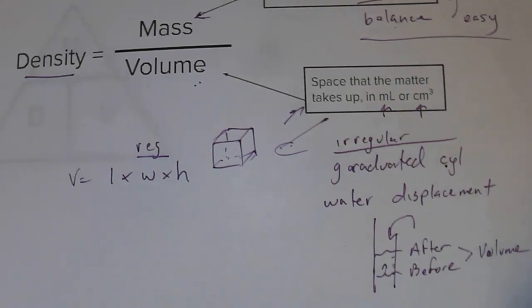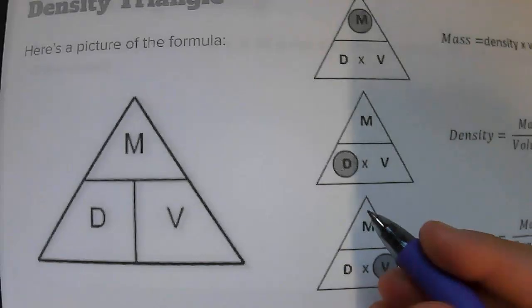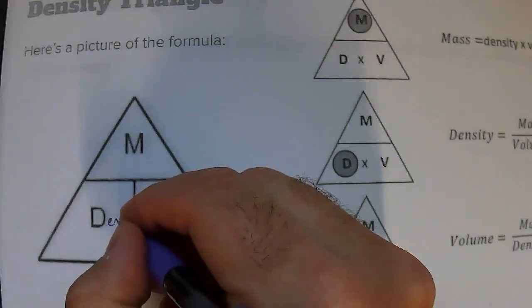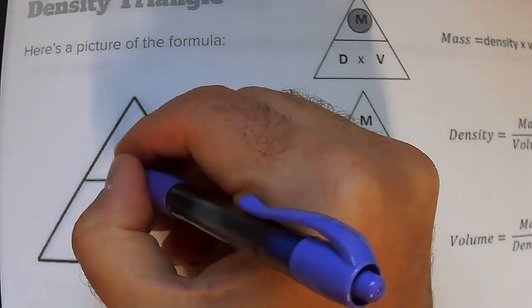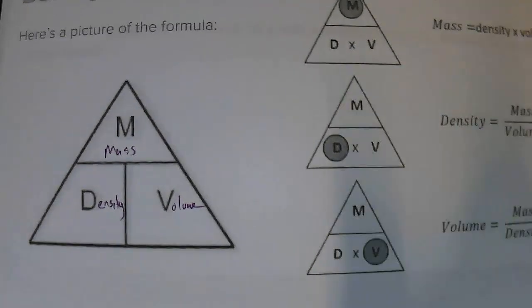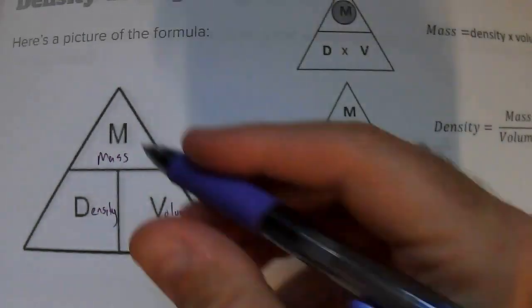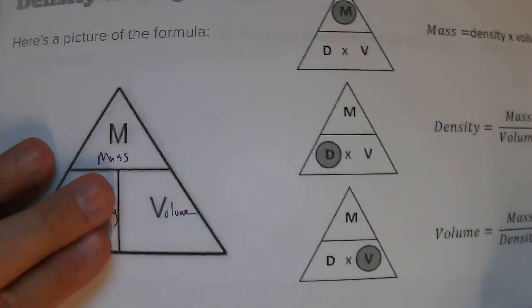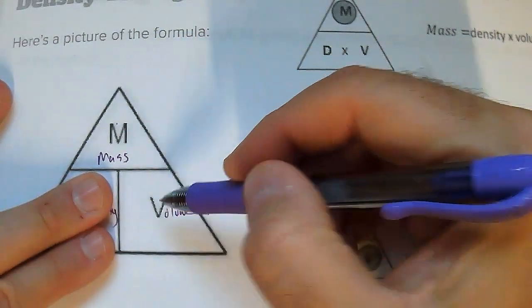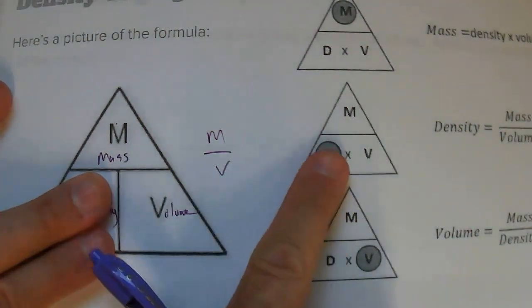Once you find those values, we have to actually calculate the density. I use the density triangle to do this. This is density, this is mass, and this is volume. You cover the thing that you're looking for. If you're looking for density, you cover it and look at what's left: mass divided by volume.